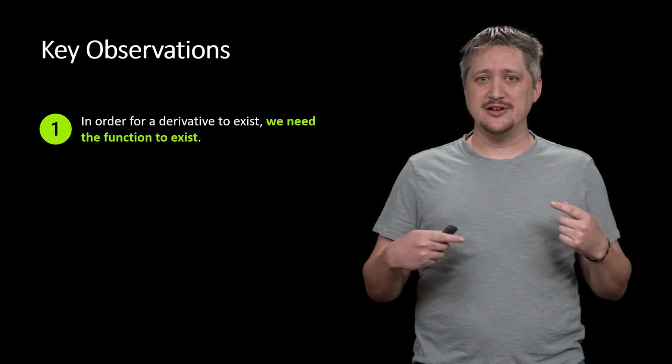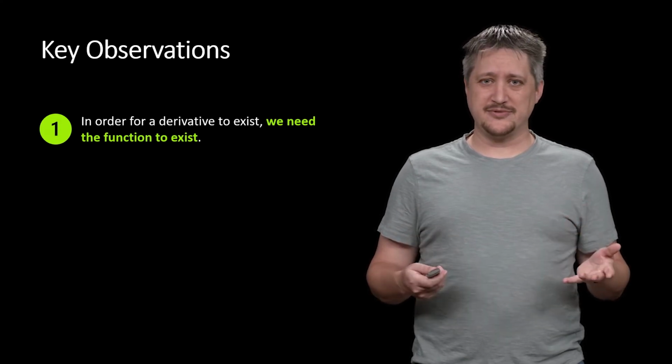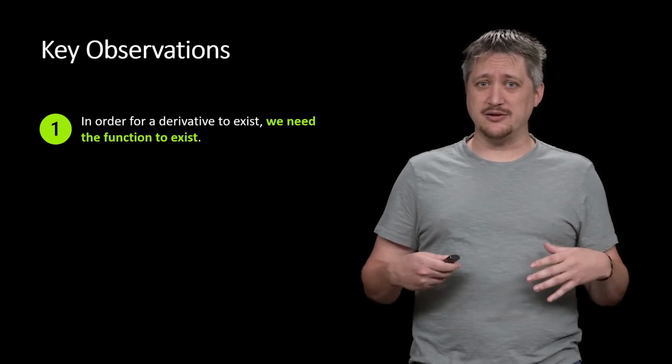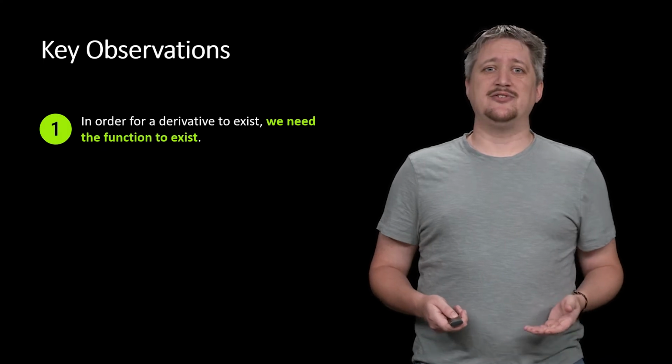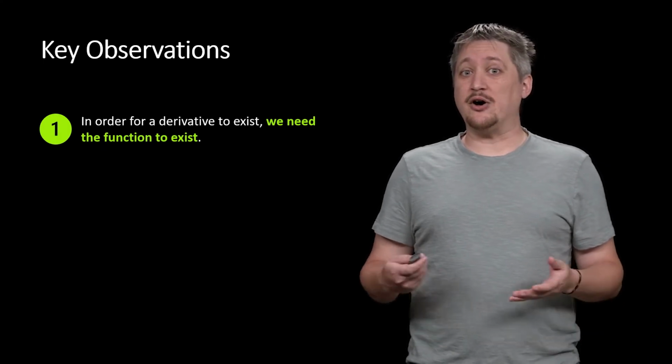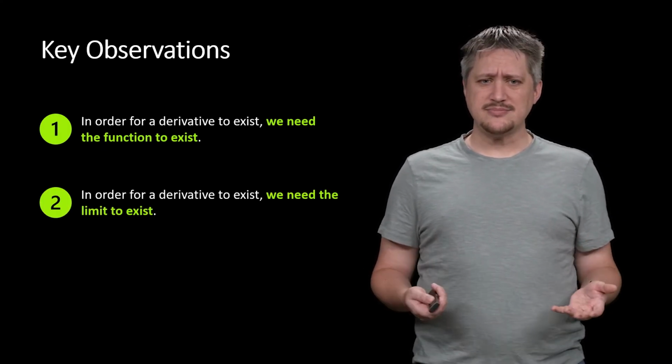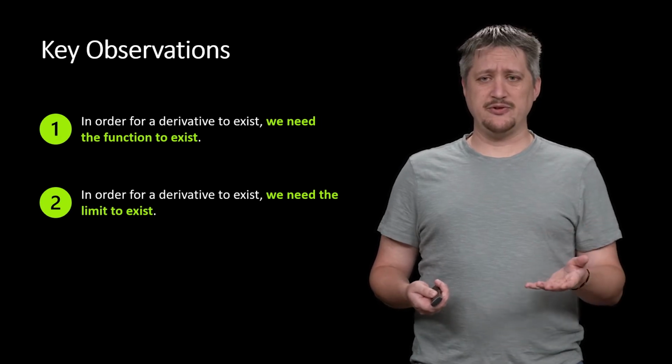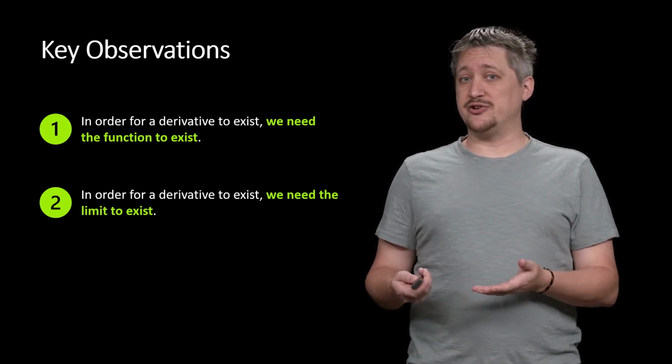But remember, this is one of those types of discontinuity that occurs when the limit fails to exist. So another thing we could add on, our second observation, is that in order for the derivative to exist, we need the limit of the function to exist.